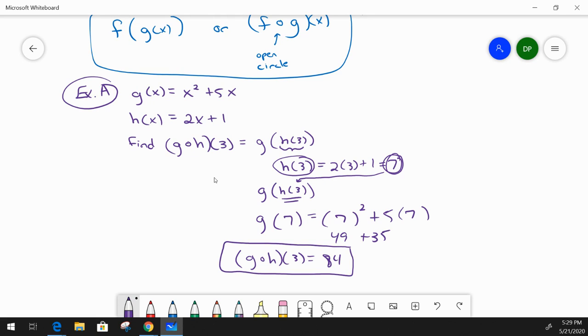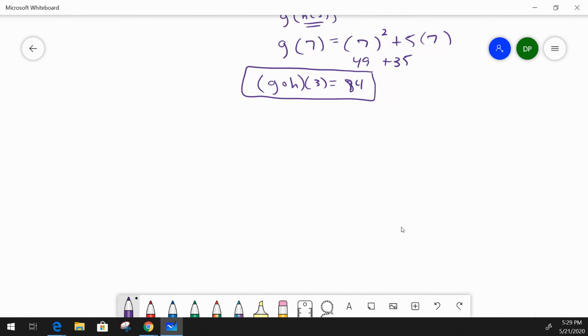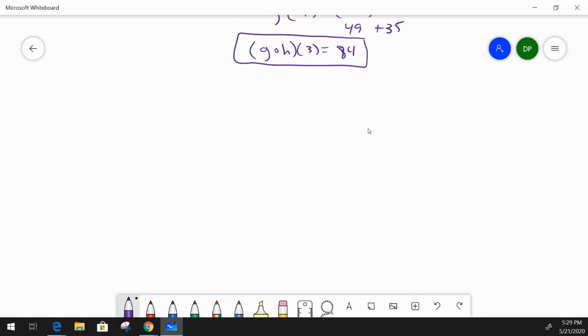So that's example A. The next example is not going to be a number. Instead, we're going to be given two functions. So this is going to be called example B. Again, you're going to be given two functions, g of a, changing up the variable a little bit, equals 2a plus 5, and h of a is equal to a to the third plus 4a squared.